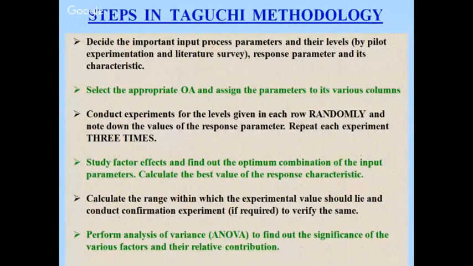Coming to the third point. This I have already explained. Conduct experiment for the levels given in each row randomly. Okay. So maybe you will take the first row, third row, fifth row. Don't do it in a continuous way. And note down the values of the response parameter. Of course, once you conduct the experiment, you know the response parameter value. You note it down. Repeat each experiment 3 times.